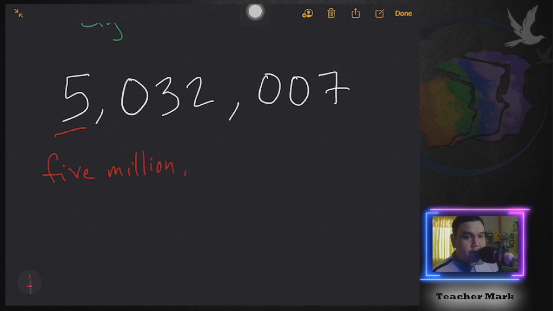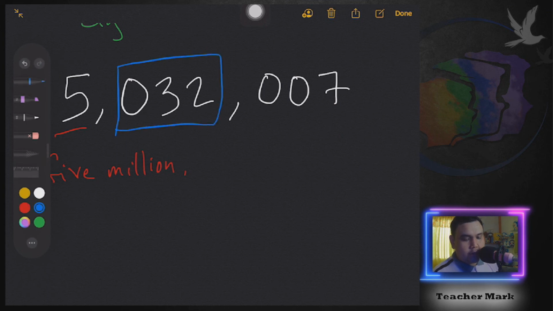Then we have the thousands family. But if you notice, how would you read this number alone? Since this is missing, you just read this number, which is 32. So that's 32. 32 what? It belongs to which family? It belongs to the thousands family. So that's 32,000.